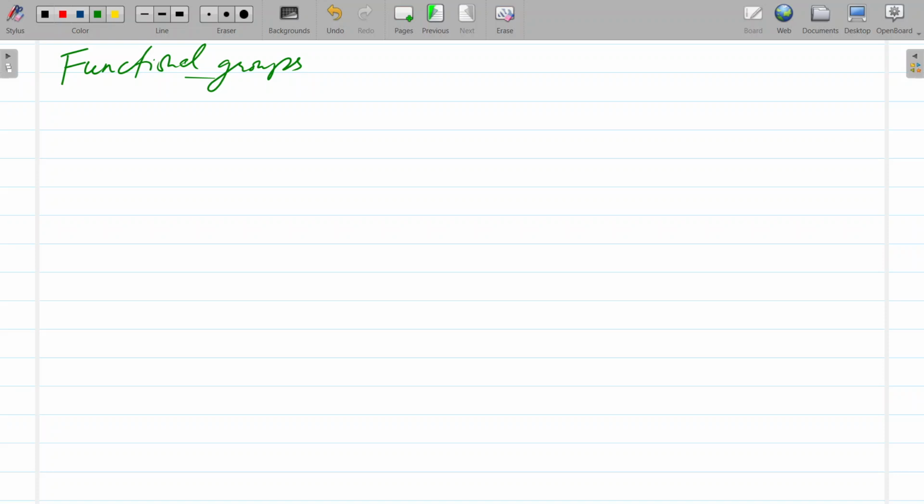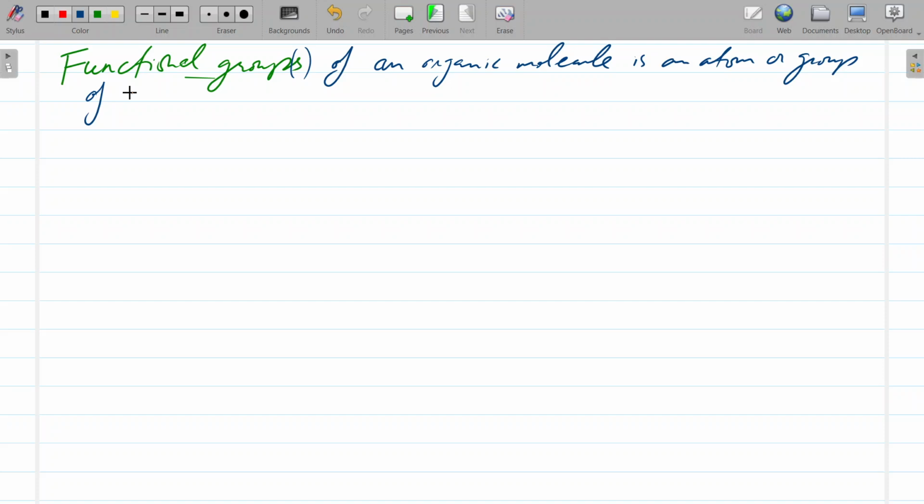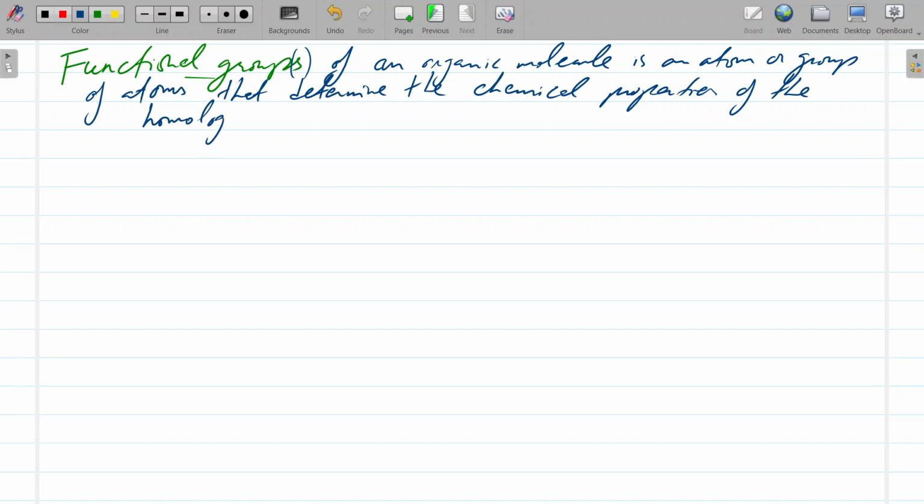Okay, so the next chapter starts off by talking about functional groups, and we know that the functional group of an organic molecule is an atom or group of atoms that determine the chemical properties of the homologous series.